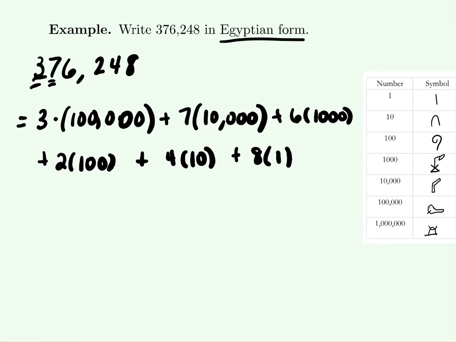And the reason breaking down this number in this way might be helpful to us is now we can see each of the 10,000, 100,000, 1,000, 100, 10, and 1 each have these various symbols, and we know exactly how many of each of these to draw. So I need to draw 3 of the symbols that represent 100,000. So looking here, 100,000 is this fish.